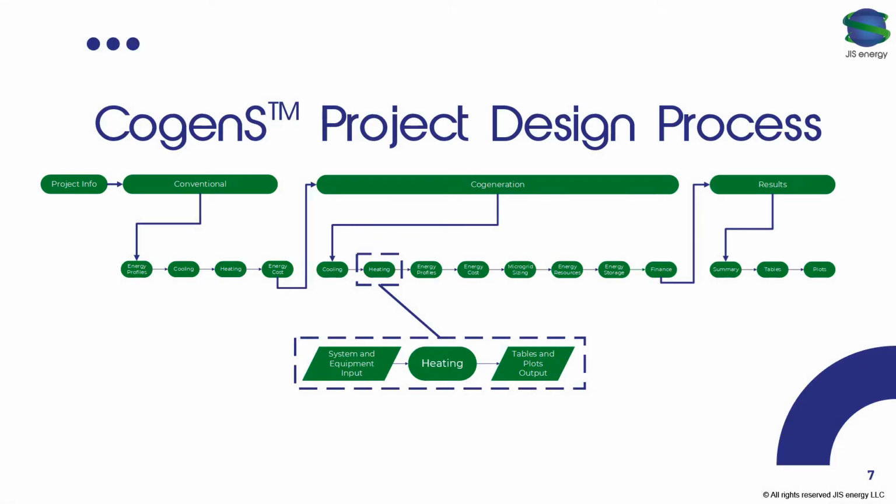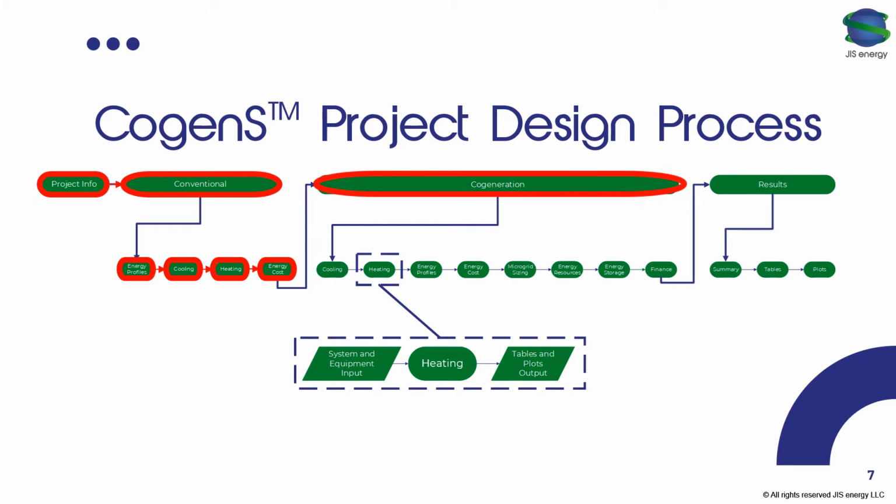CogenS working concept is very easy to follow. CogenS compares the building conventional energy systems with the CHP microgrid energy systems. Once you've set up your project at the project info page, you can start setting up the conventional system modeling tabs, the building energy profiles, cooling, heating, and energy cost. Once completed, you can move on to the Cogeneration system modeling tabs, cooling, heating, energy profiles, and so on until you've reached the Finance tab.